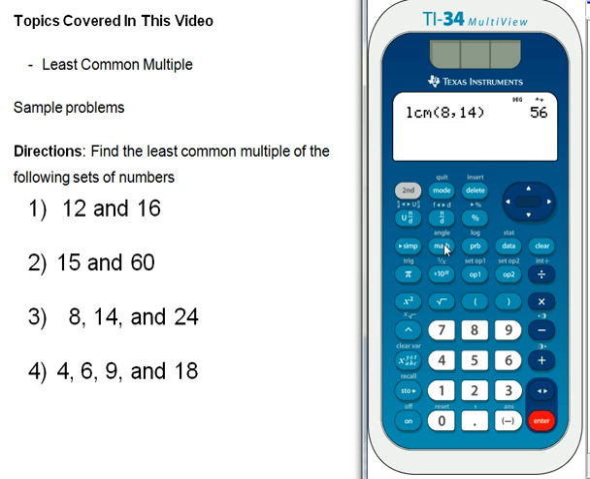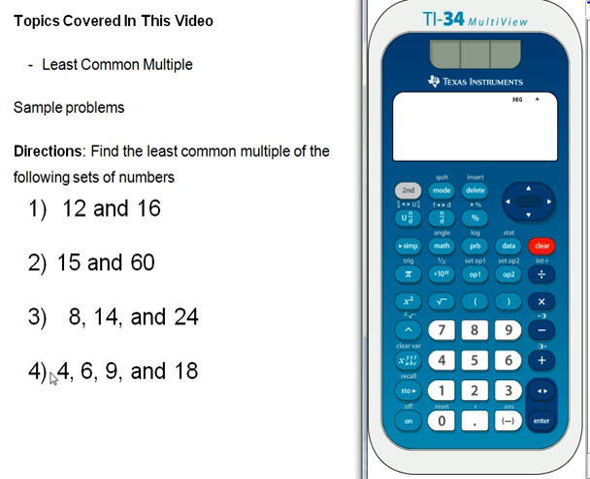Now what we do is we hit math again, option 1 for LCM, and we're going to type in our answer, 56, second, the decimal point, and then our last number, 24. We close the parenthesis, press enter, and it tells us that the least common multiple of those 2 numbers is 168. That gives us the least common multiple of all 3. So the least common multiple of 8, 14, and 24, the first multiple that they all have in common, is 168. And then we can use this process as many times as we want.